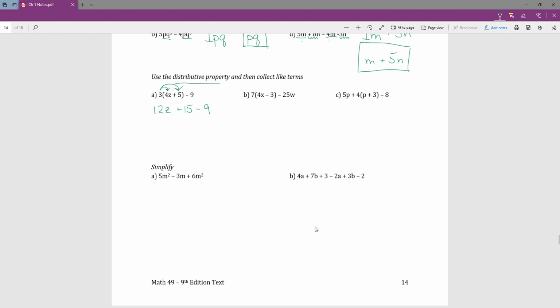I only have one term that has a z variable in it, but I have 2 whole numbers out the back here. So now I can rewrite this in simplified form as 12z plus 6. And that's my final answer.